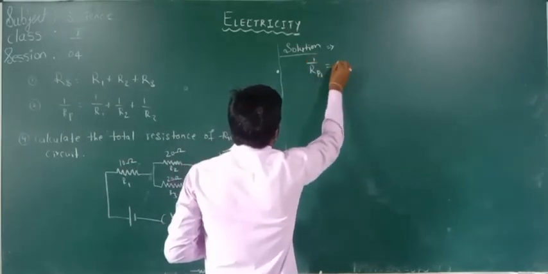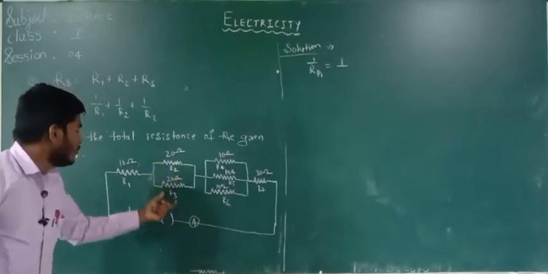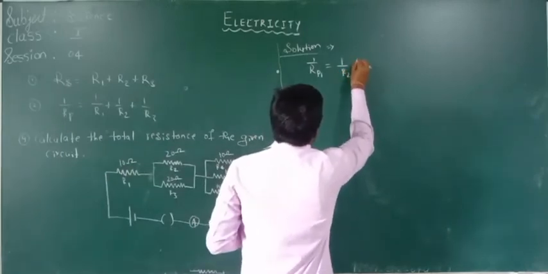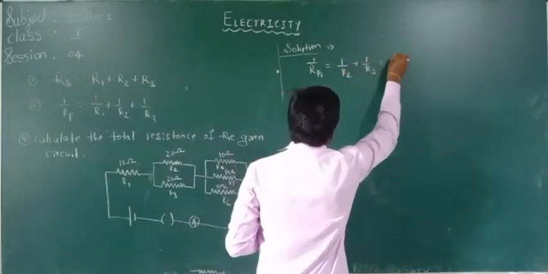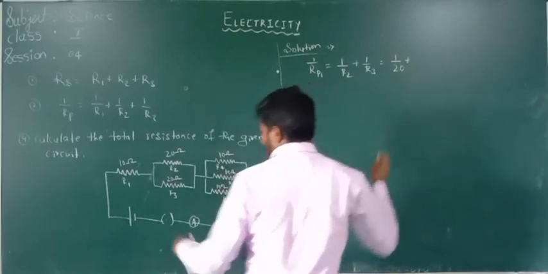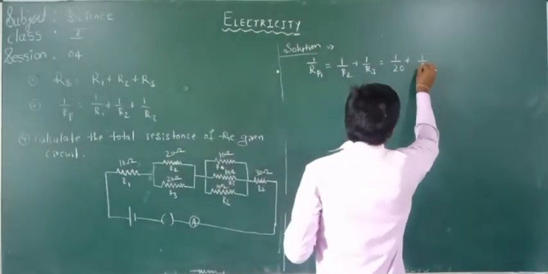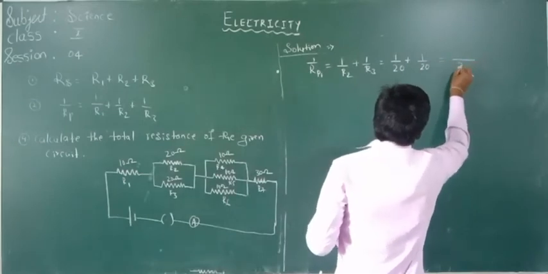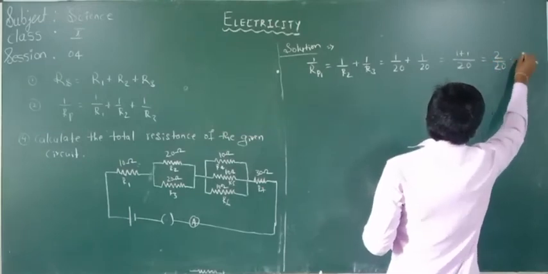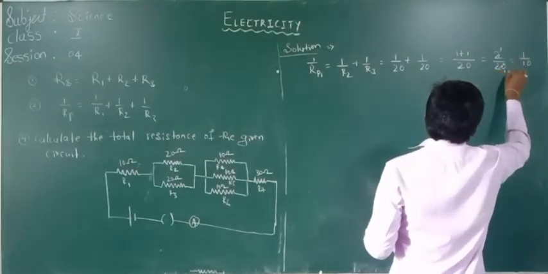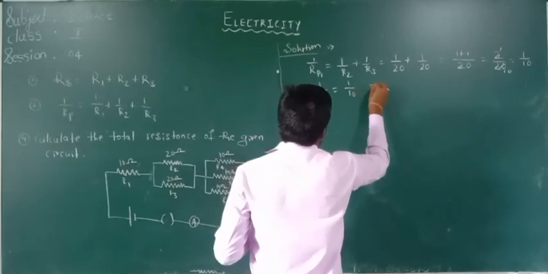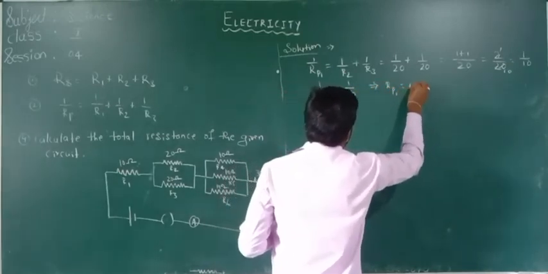Consider first one, that is RP1. Because these R2 and R3 are in parallel connection, therefore 1 divided by RP1 is equal to 1 divided by R2 plus 1 divided by R3, that is equal to, R2 here 20 ohm and R3 also 20, that is 1 divided by 20 plus 1 divided by 20, that is equal to 1 plus 1, that is 2 by 20, that is equal to 1 divided by 10. 1 divided by RP1 is equal to 1 divided by 10. It implies RP1 is equal to 10 ohms.